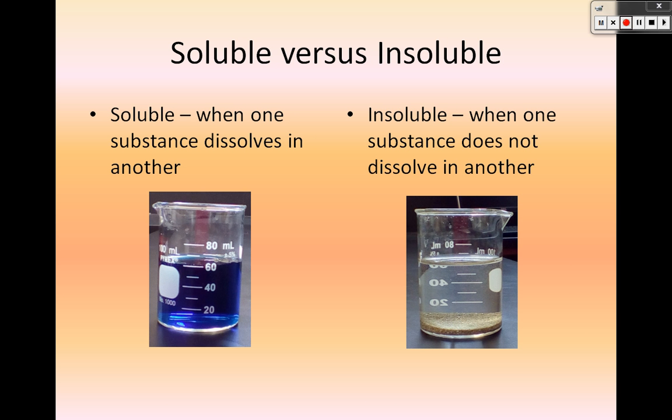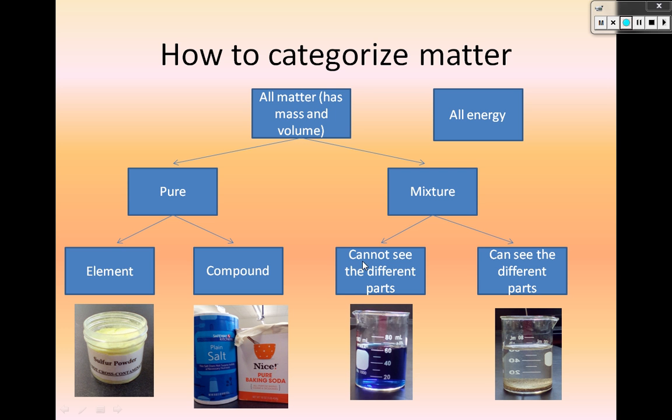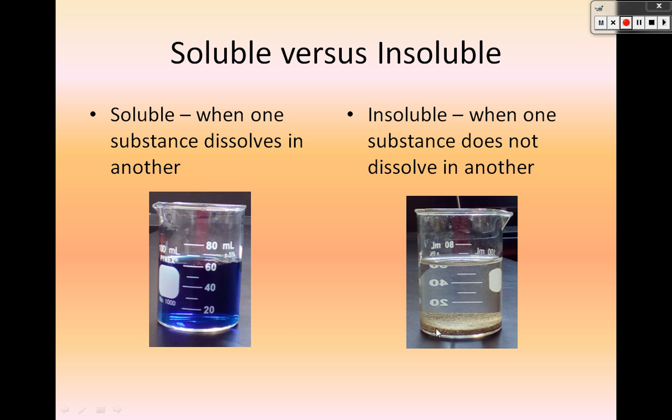So these are 2 terms that we use when we're talking about mixtures. So this is all having to do with mixtures now. One is soluble. Soluble means one substance dissolves in another. And when that happens, you can't see the different parts. So going back to here, this stuff here would have substances that are soluble. Whereas the sand in water, where you can see the different parts, that's called insoluble, when one substance does not dissolve in another substance.